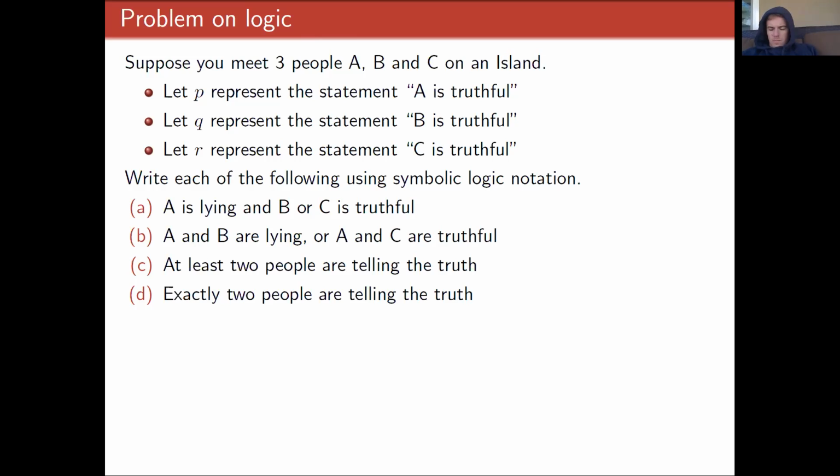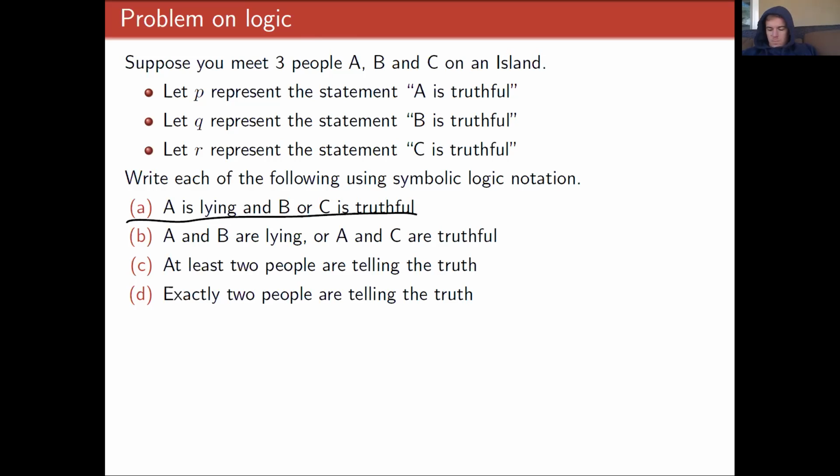Just to give you an idea of how this works, we'll go through the first one together, and then I'll put you in breakout rooms, and then you can discuss with some other students how you could convert B, C, and D into symbolic logic. So let's just go through the first one together to get an idea of how some of these go.